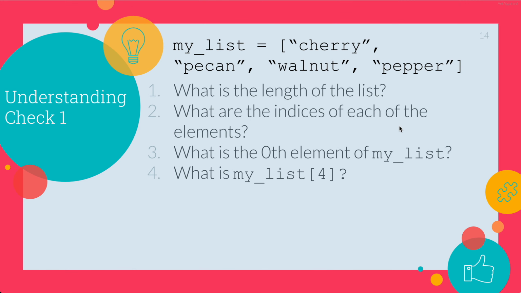Here's our first understanding check. Consider a list: cherry, pecan, walnut, and pepper. What is the length of the list? What are the indices of each of the elements? What is the 0th element of the list? And what is my list open bracket 4 close bracket?